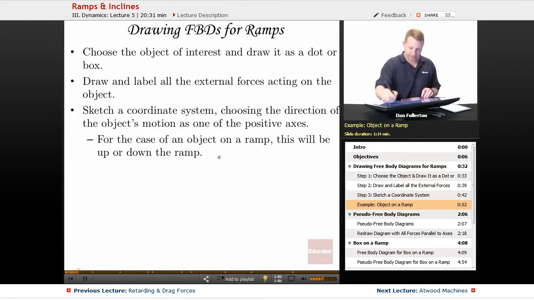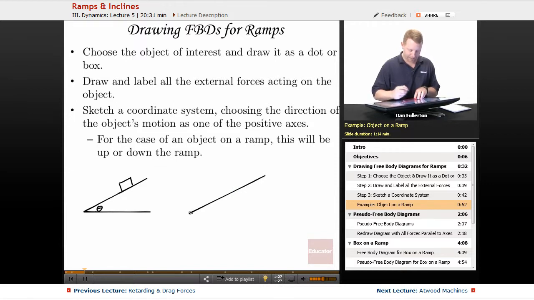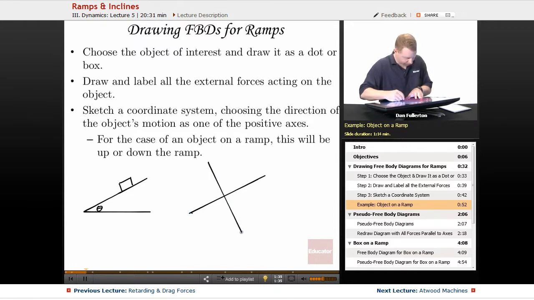So if we have something like a ramp with a box on it, physicists seem enamored with boxes on ramps for some reason. At some angle theta, there's our box. What I would do to draw my free body diagram is I'm first going to draw my axis at the same angle as the incline of the ramp. So I would call that my x-axis. Then I'll do my best to draw a line perpendicular to it for my y. So there's x, there's y.